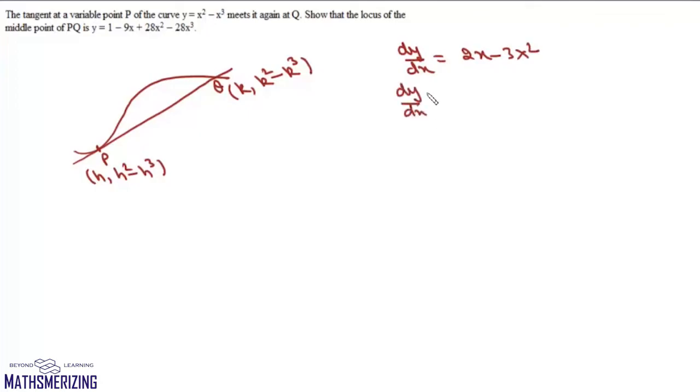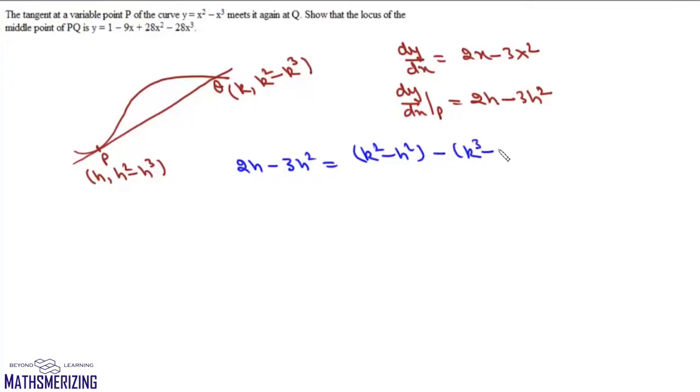Now dy by dx at this point P will be 2h minus 3h square. Now the slope of tangent, which is 2h minus 3h square, must be equal to the slope of this line segment. So it will be (k square minus h square) minus (k cube minus h cube) upon k minus h. Now this is a plus b, a minus b, and this is a minus b, a square plus b square plus ab.